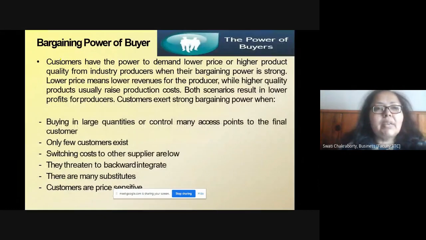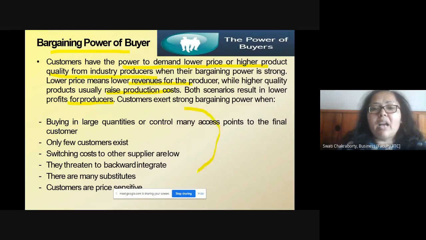Next factor is the bargaining power of buyers. When can buyers have higher bargaining power? When they have the power to demand low prices or high product quality from their industry producers. Low price means lower revenues for the producer. Higher quality products usually raise production costs. So both these cases result in lower profit for producers.